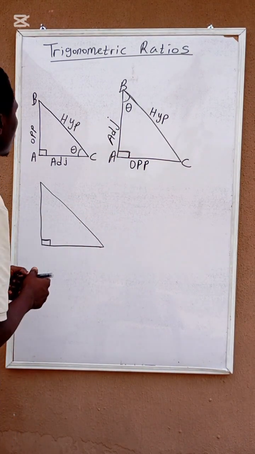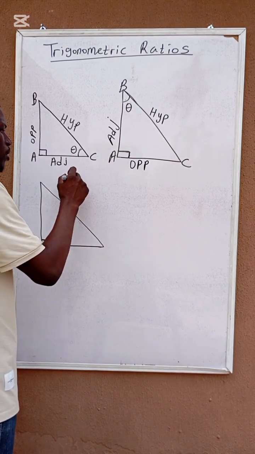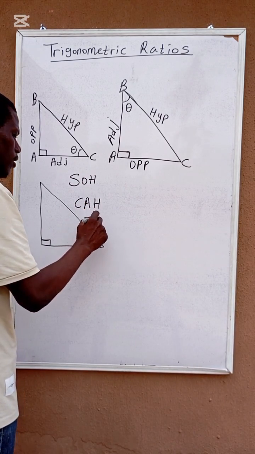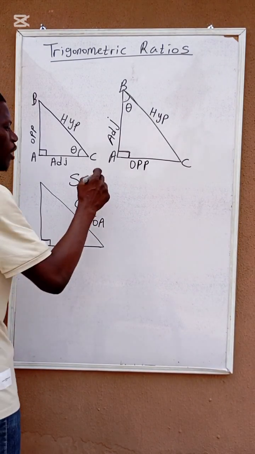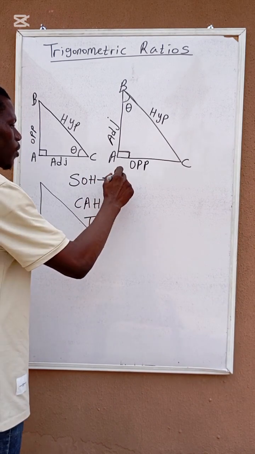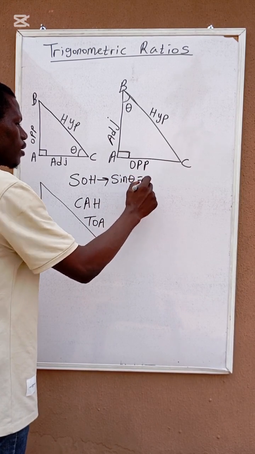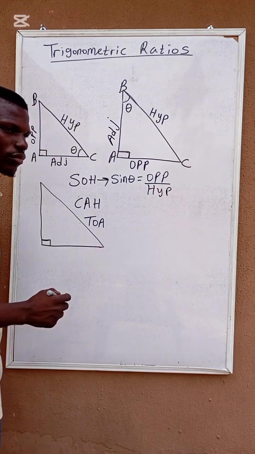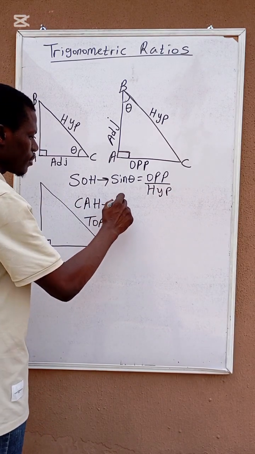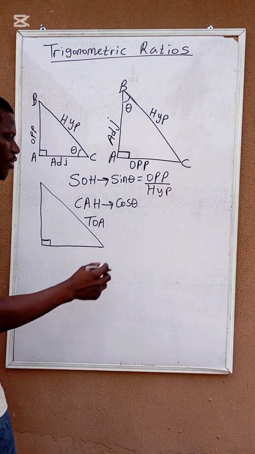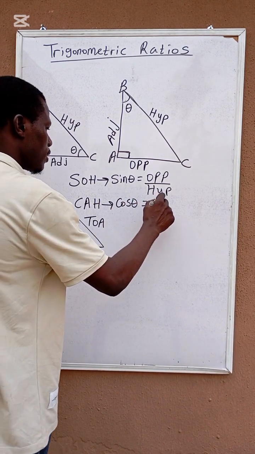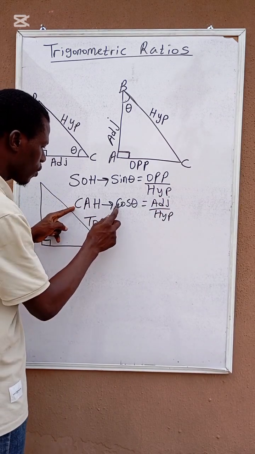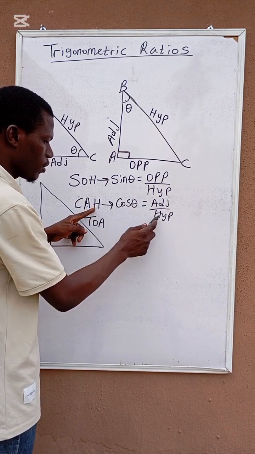So in order to learn the trigonometric ratios, we recall the acronym SOHCAHTOA. When we say SOHCAHTOA, this SO stands for sine theta equals opposite over hypotenuse. The next one, CA, says that cos theta is equal to adjacent over hypotenuse. As you can see, those are the letters: C for cos, A for adjacent, H for hypotenuse.